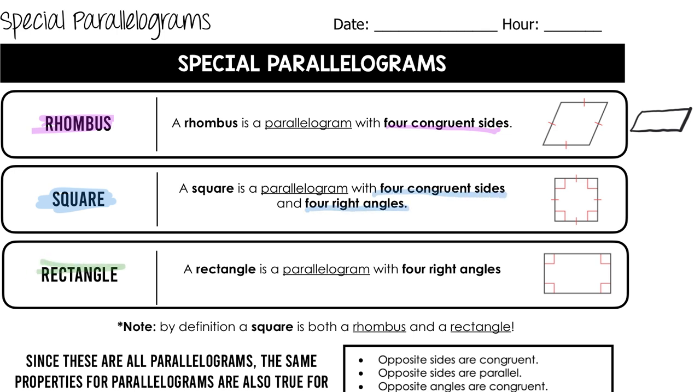And then for rectangles, the congruent sides does not have to be a thing, right? So these two sides are definitely not congruent to these two sides. So the only thing that needs to happen for a rectangle is that it has four right angles, okay? Now technically a square is all three of these things, right? Because it has four right angles, so it satisfies rectangle definition. It has four congruent sides, so it satisfies this. So a square is just kind of a special case where it satisfies all three.